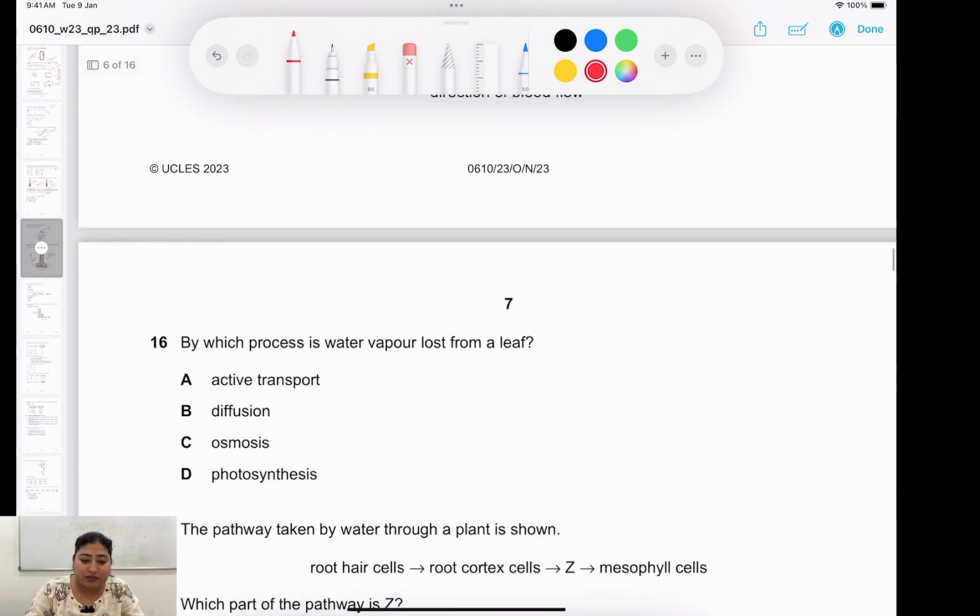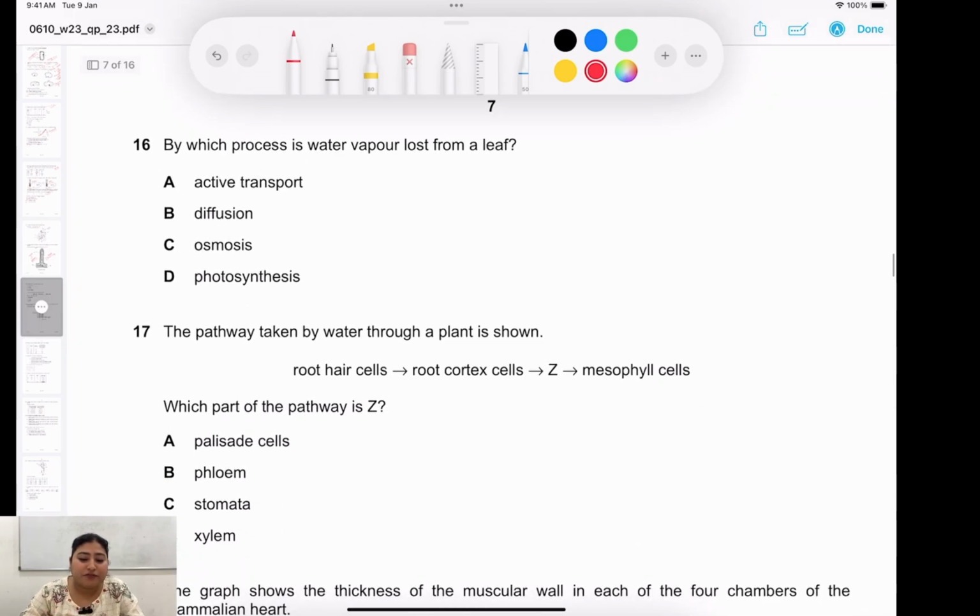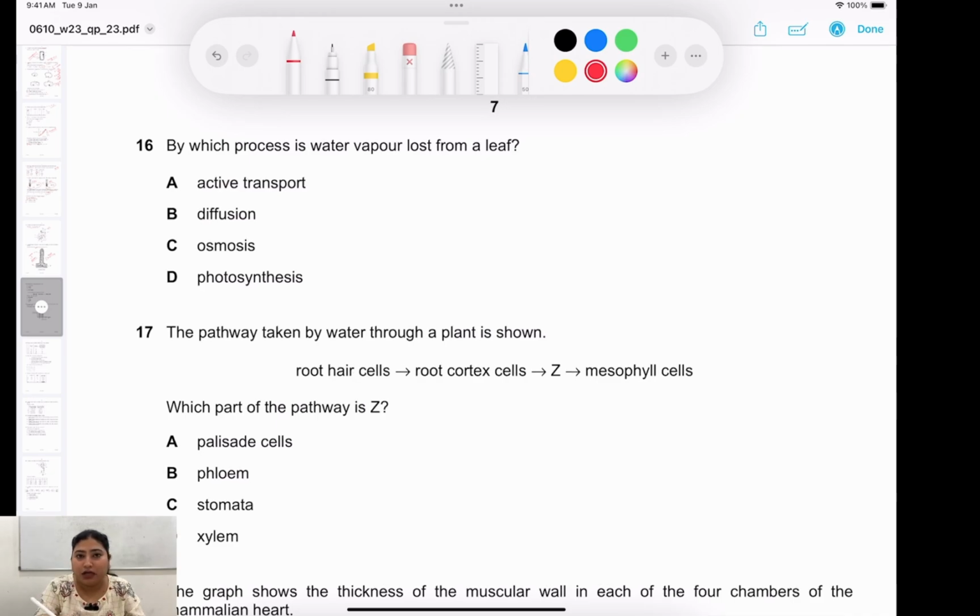Moving on to question number 16. By which process is water vapor lost from a leaf? Just to sort out the answers, A is not the answer and photosynthesis is not the answer. Dominantly students will be confused between B and C. Many of the students get confused in B and C. If you recall the definition of osmosis, it is the movement of water molecules from higher water potential to lower water potential through a partially permeable membrane.